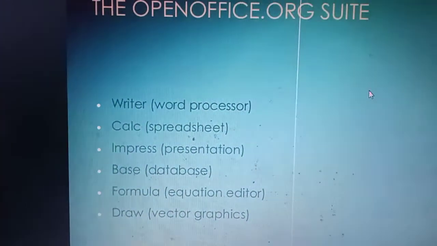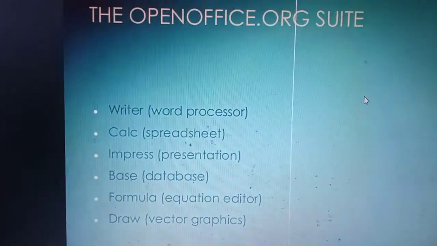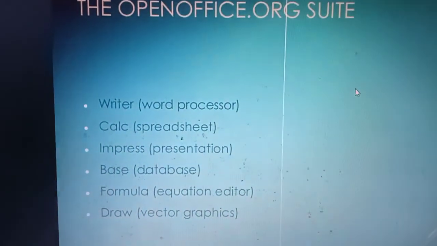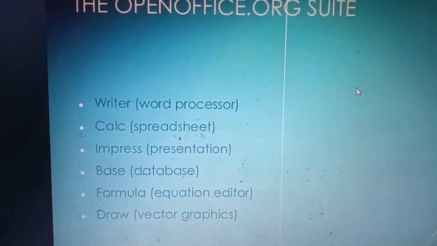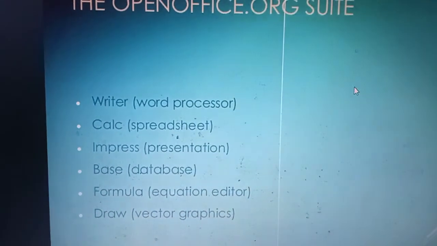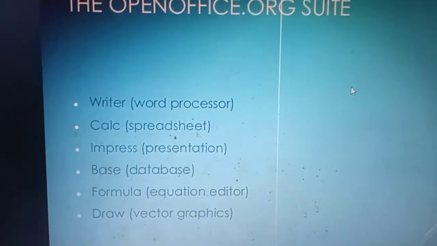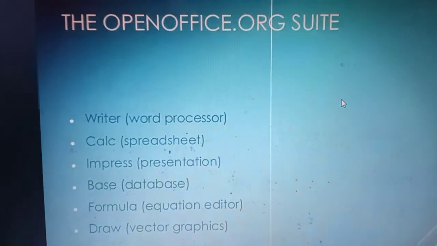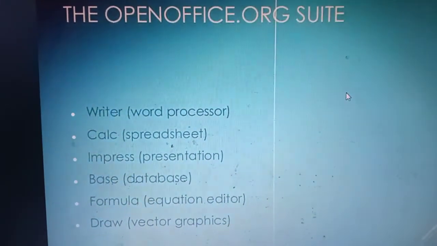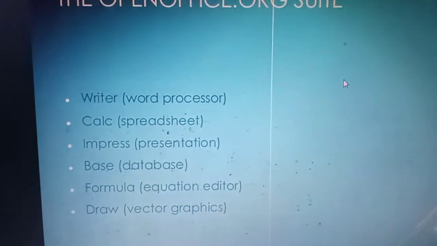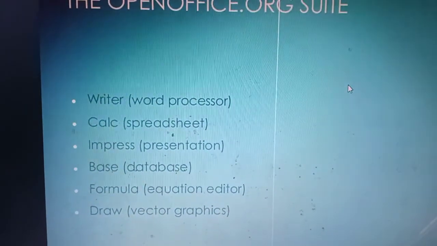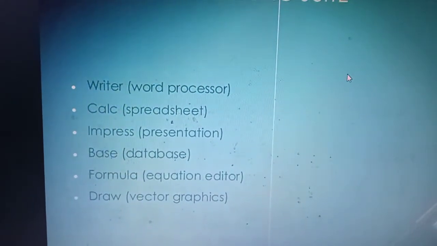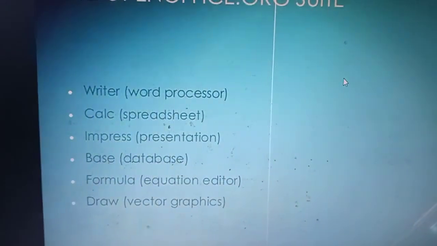Next is OpenOffice Base. It is used for databases, meaning storing all the information. Then Formula, which is an equation editor. Then OpenOffice Draw, for graphics work. This is called the OpenOffice.org suite. This suite contains Writer, Calc, Impress, Base, Formula and Draw. We are going to study the first one, OpenOffice Writer.